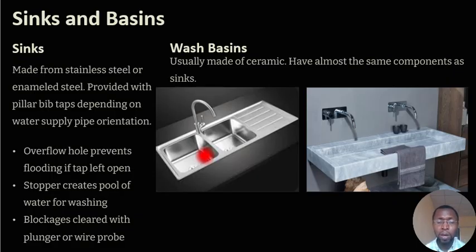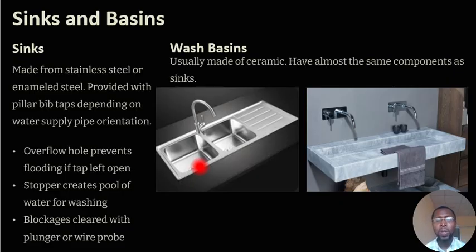Another important thing about this sink is that blockages can be cleared with plungers or wire ropes. Okay, when you are washing your plate and maybe the remnants of the food block the hole, you have nothing to worry about. Just get a plunger or a wire probe to remove those remnants from the hole, and then the water starts flowing again.